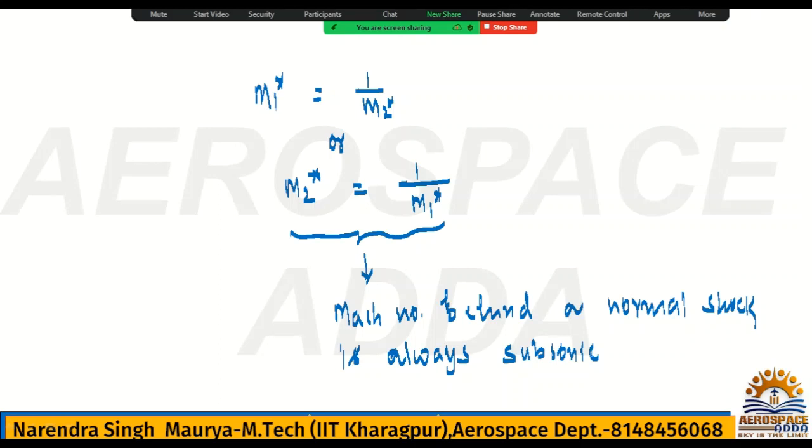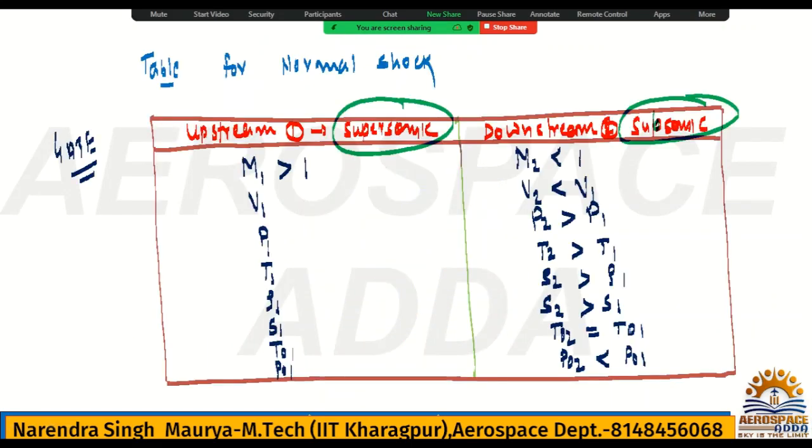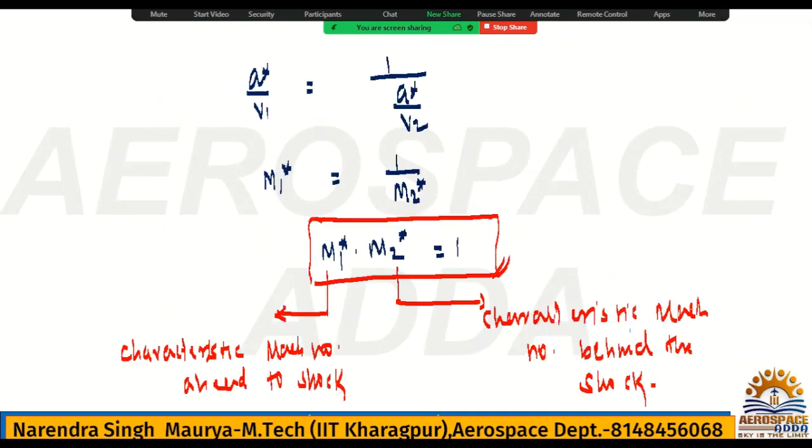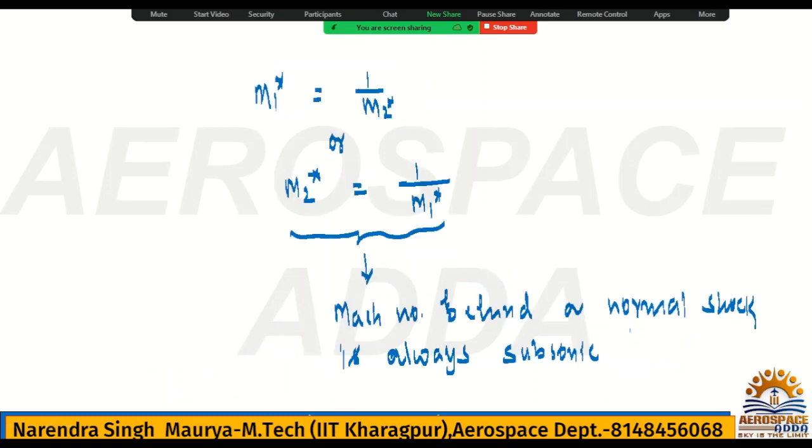Because whatever the value of M1 star, M2 will be 1 upon M1. If you consider it is happening in supersonic flow, then M2 will be 1 upon something which is greater than 1, so M2 will be less than 1. So it is indicating the Mach number behind a normal shock is always subsonic. I told you in this table this will be proved. Here it is proved also. By the Prandtl-Meyer equation, this result itself explains that behind a normal shock the flow will always be subsonic. That you need to remember. This is a very important result.